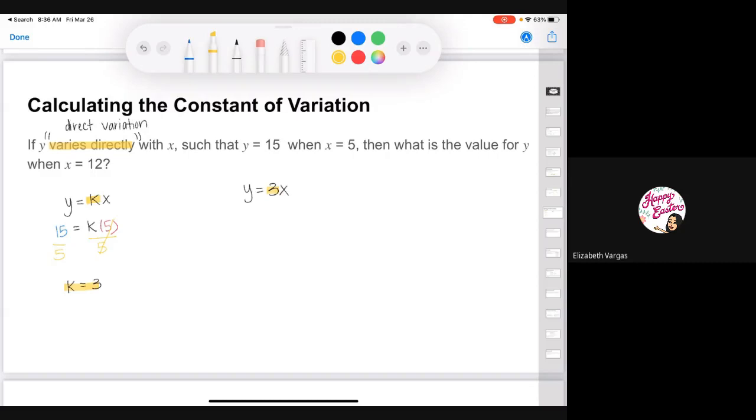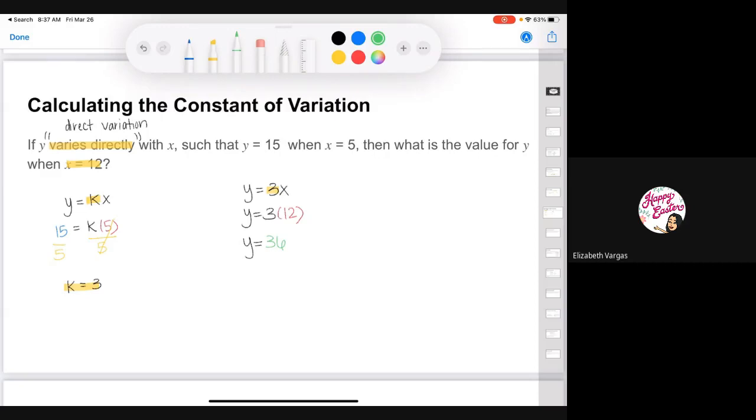So now I'm being asked, what is the value of y when x is 12? So now I'm told x is 12. What is y? So basically, I would just plug in 12. Twelve times 3 is 36. And so when x is 12, y is 36. And when x is 5, y is 15. And those two y's and x's vary directly to each other.